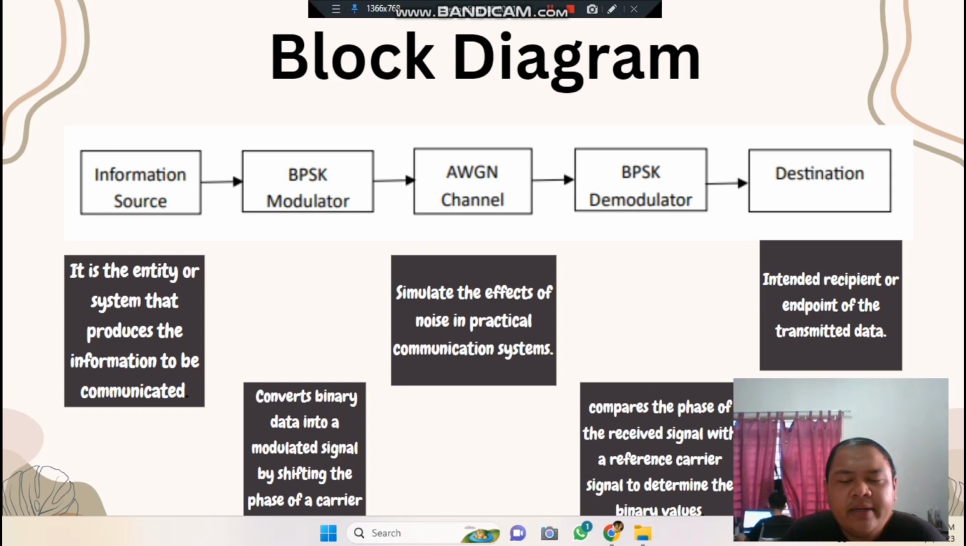Okay, Assalamualaikum and hi. My name is Muhammad Hashim bin Amri. So for my part, I will present the block diagram and the system description.